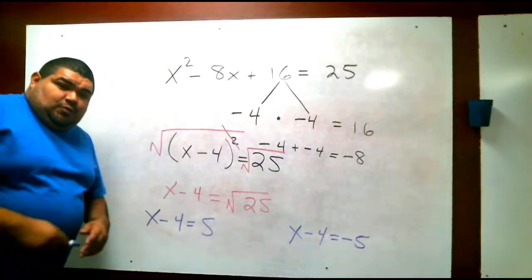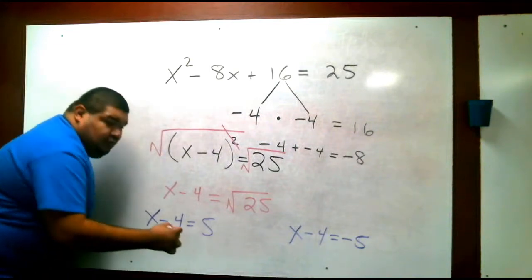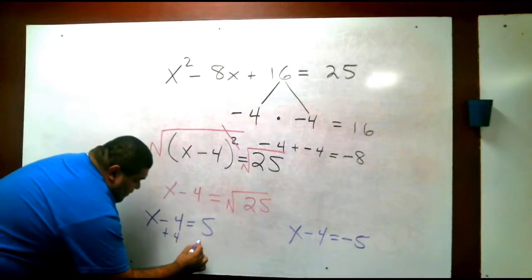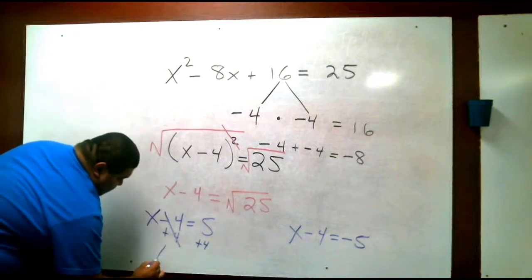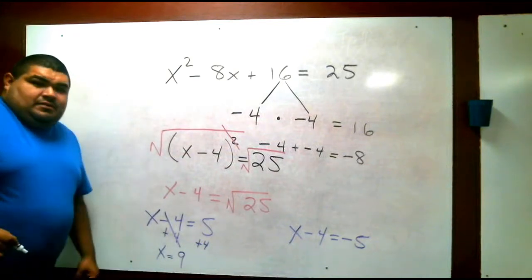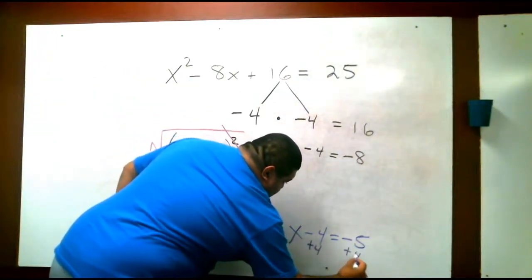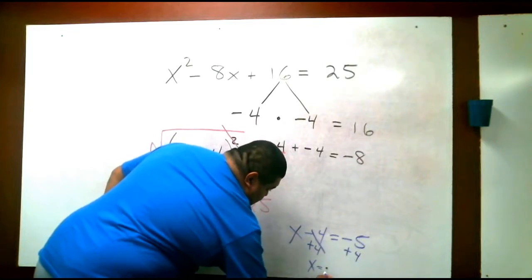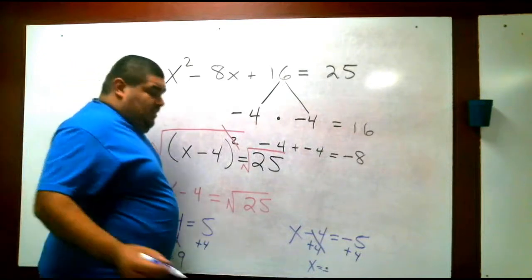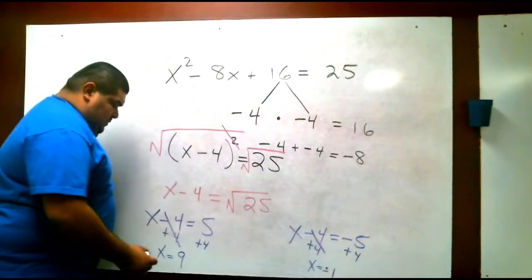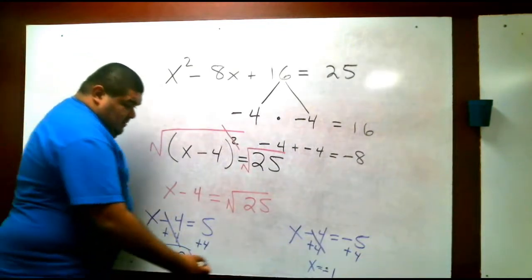We're going to solve for x on the first one. We add 4. Whatever you do to one side, remember you have to do to the other. Add 4. The 4s cancel out, so x equals 9. Again here, we add 4. x equals, remember, the bigger one is negative, so your answer has to be negative, so you have negative 1. So your final answers for x are 9 and negative 1.